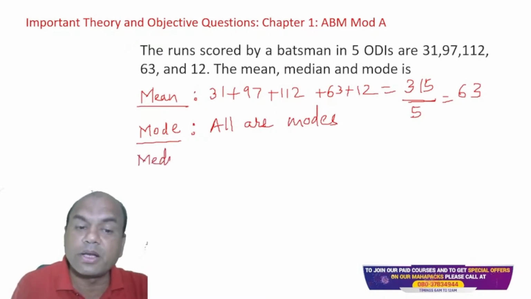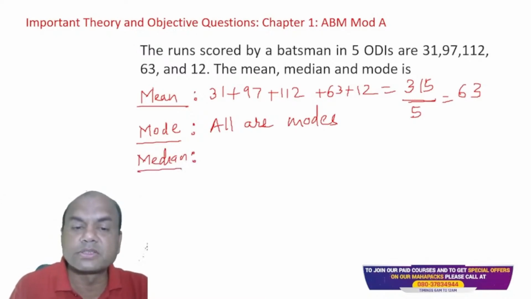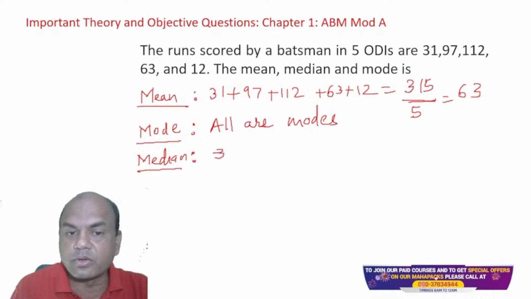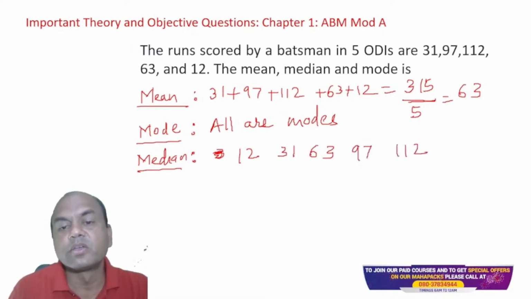What did I say about the median? First arrange from the lowest to the highest. So arrange them. First is 31. Lowest is what? No, not 31. Lowest is 12. Then 31. Then after that 63. After that 97. And last one is 112. Right? So arranged. Whatever is arranged, find a central number.